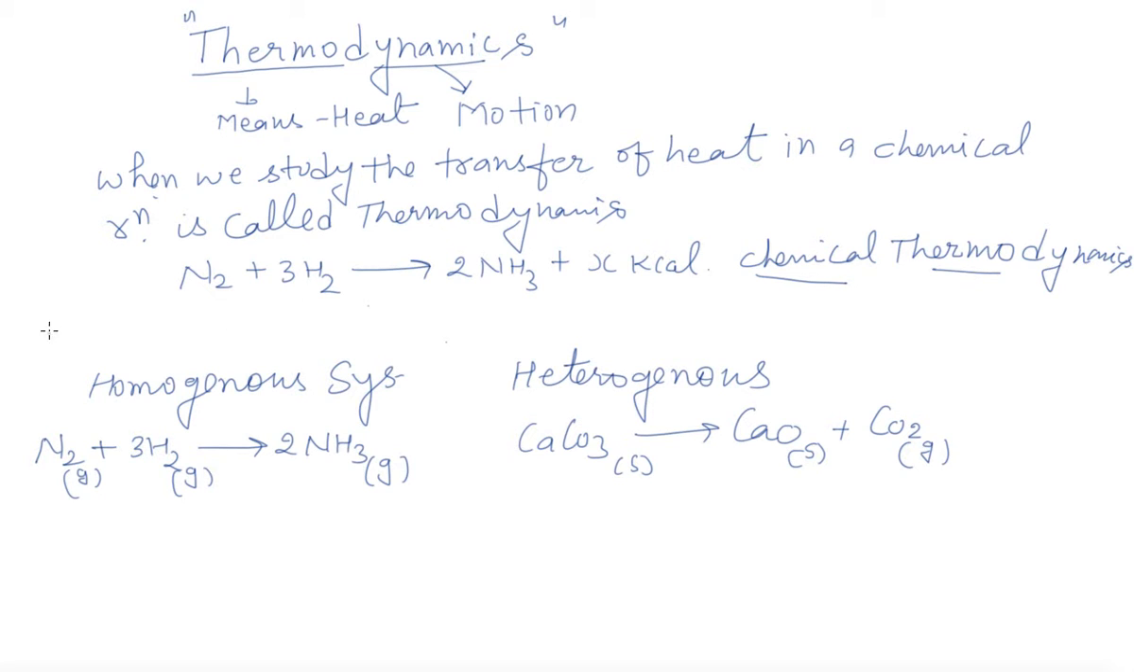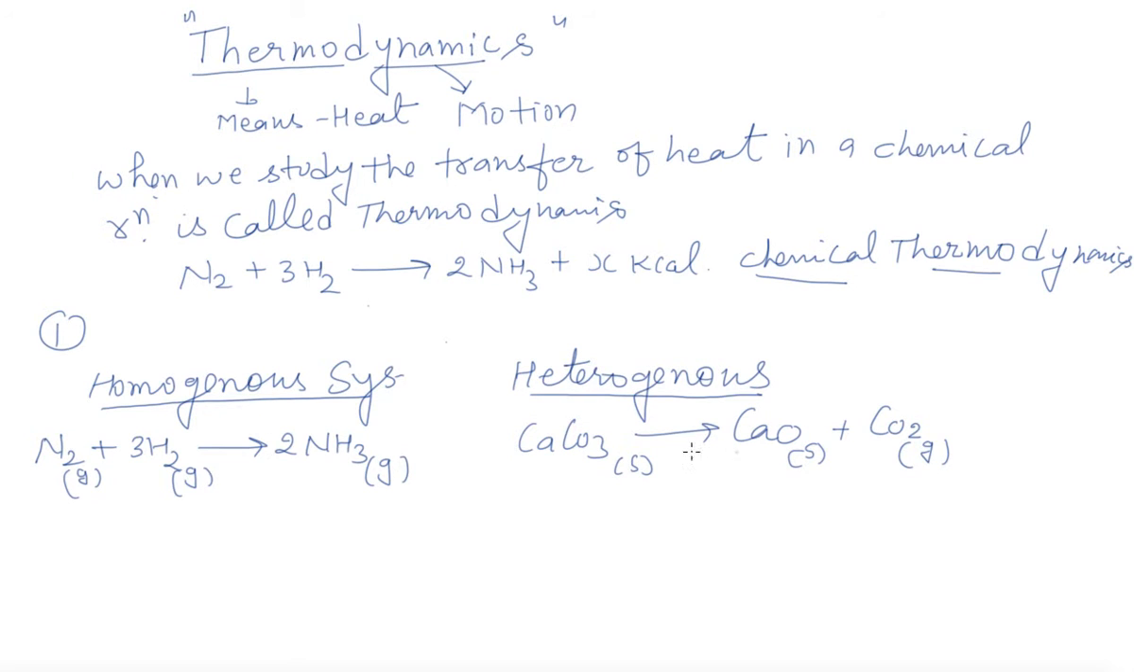We will now discuss some basic terms in thermodynamics. First is the homogeneous system, and another is the heterogeneous system. In a homogeneous system, take the reaction N2 plus 3H2 gives 2NH3, all present in gaseous form. In a heterogeneous system, calcium carbonate breaks down and gives calcium oxide, quicklime, and CO2. This is heterogeneous, as the reactant is solid and the products are solid and gas.